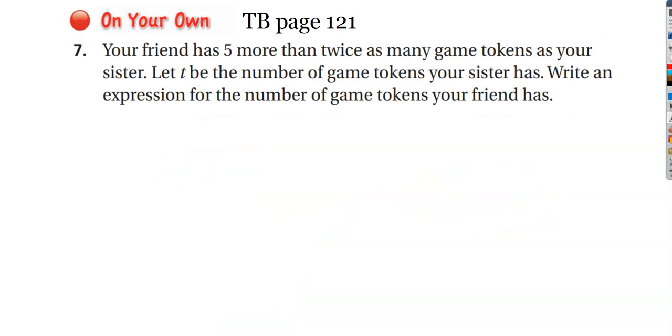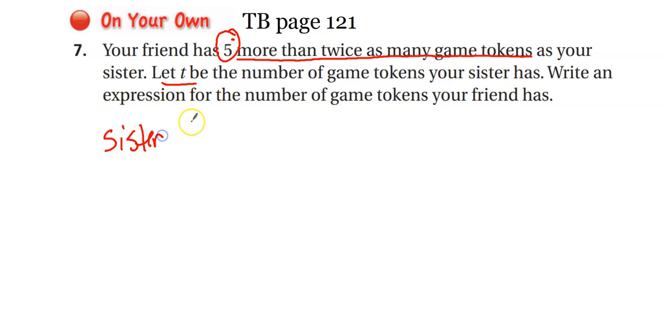Okay, so let's try an OYO. This is an OYO that has to do with game tokens. And I'm going to go right to this part that says your friend has 5 more than twice as many game tokens as your sister. So here's my important number, 5. And then it says, let T be the number of game tokens your sister has. So sometimes I just write a little note and I go like this. Sister has T tokens. Okay, don't know how many she has, but we're just going to say it's an unknown number of T.